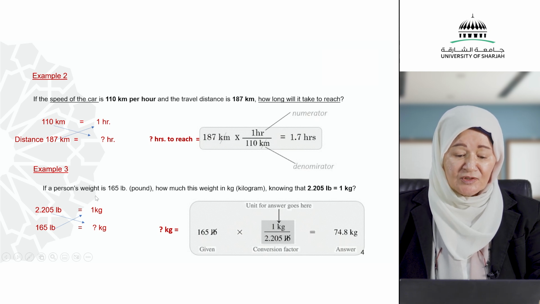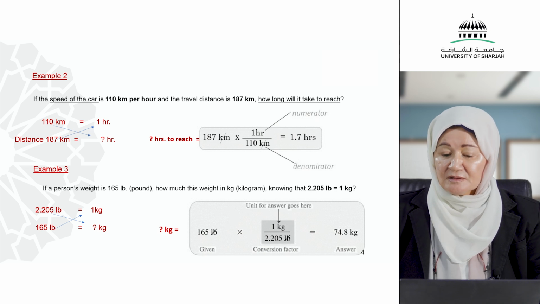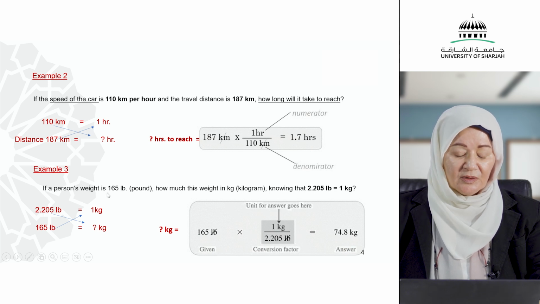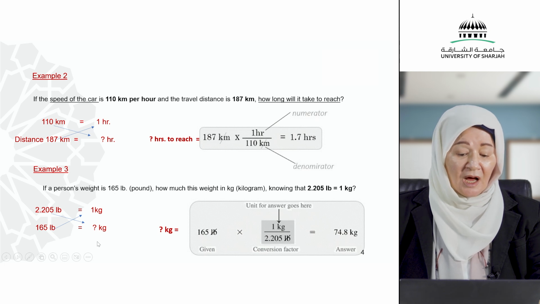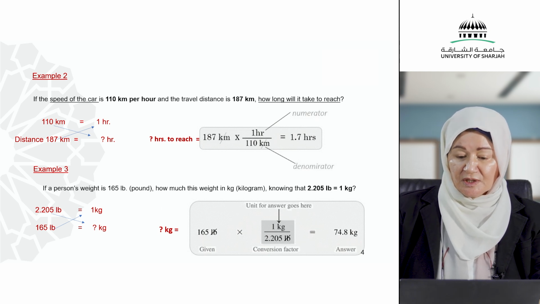Example 3. If a person's weight is 165 pounds, how much will this weight be in kilograms? Already we know the conversion factor: 2.205 pounds is equal to 1 kilogram. I have written it here in red. But they want me to find how much this person will be in kilograms if his weight is 165 pounds. Also in order, it will be 165 times 1 over 2.205, and I get the answer in kilograms.